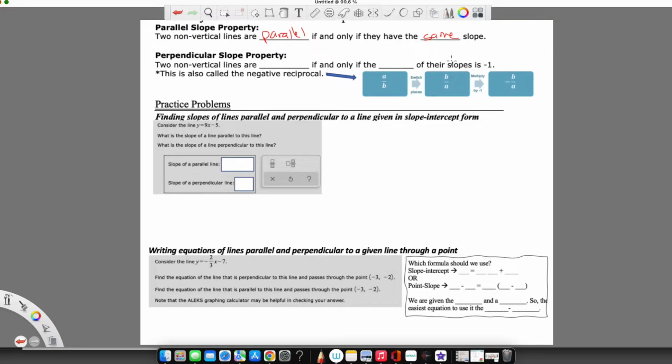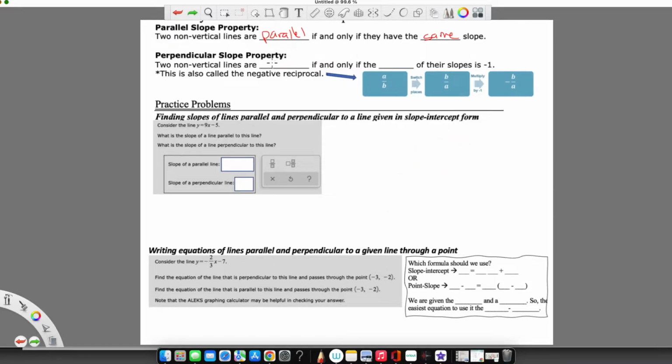So hopefully that makes sense. If I have two lines going like this, they're going to be going up at the same rate. So their slope needs to be exactly the same. If their slope was different, then they eventually would cross somewhere, right? So we need them to have the exact same slope so they never ever cross each other, okay?